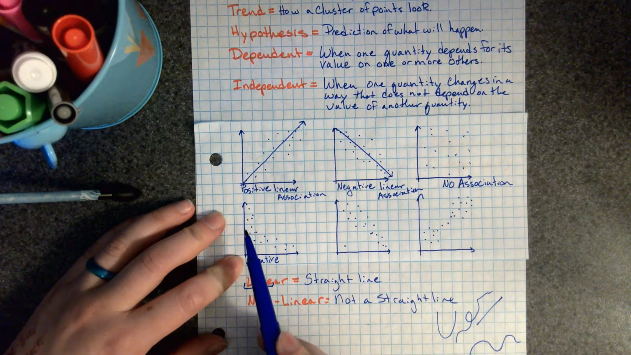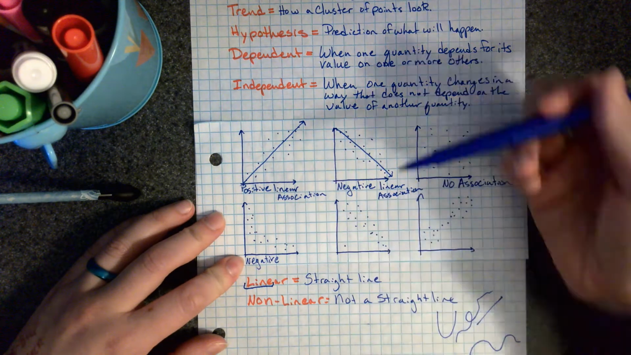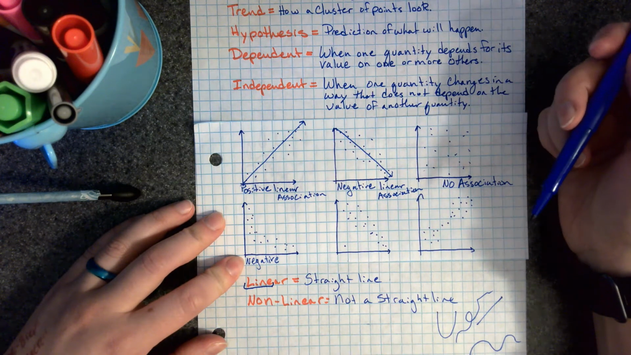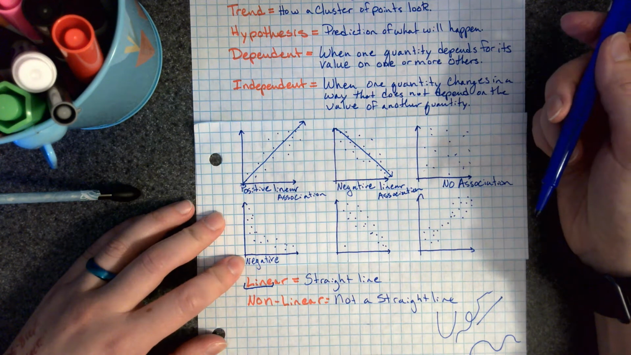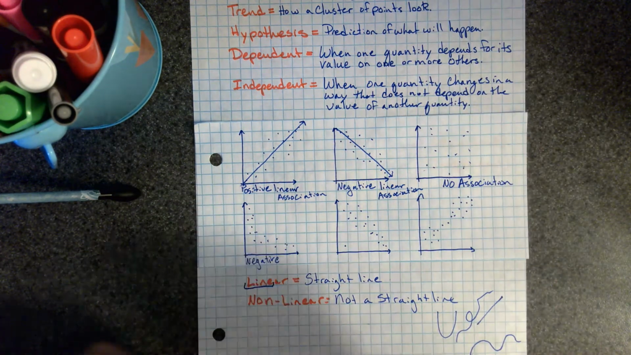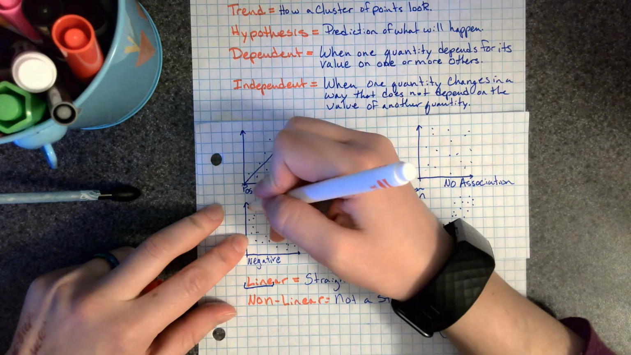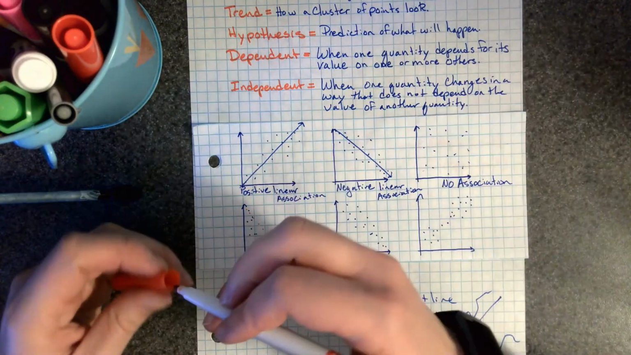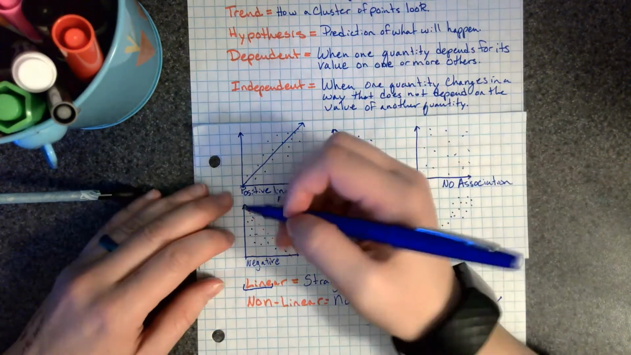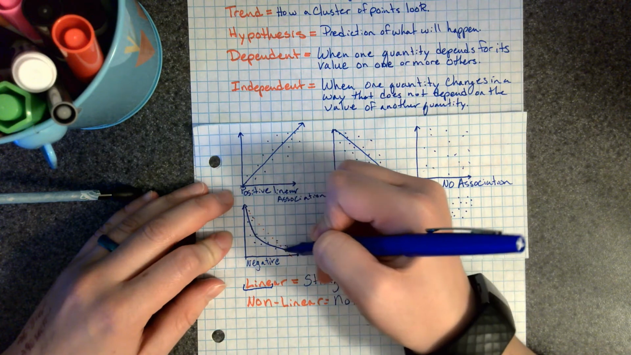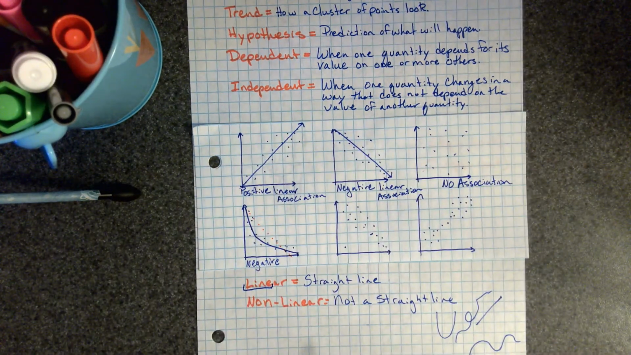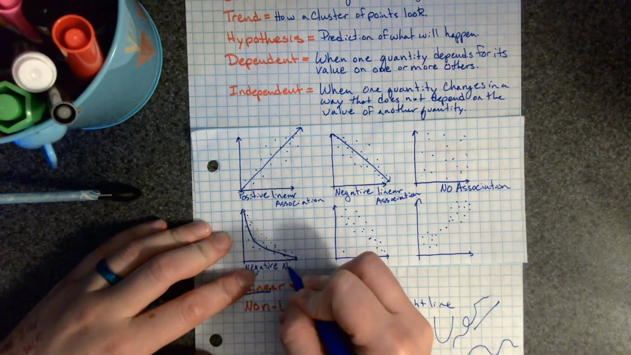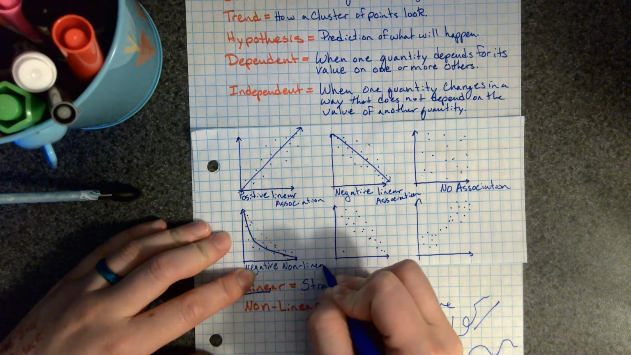Now, could I draw a straight line through the middle of my dots? Hopefully you said no, right? Because if I was to draw a straight line, like the dashed line here, that doesn't really hit all the points. It doesn't really follow what the points are doing. But if I took a curved line, I could draw that right through the middle of all my dots. So this one is not a straight line, it is non-linear. So negative, non-linear.